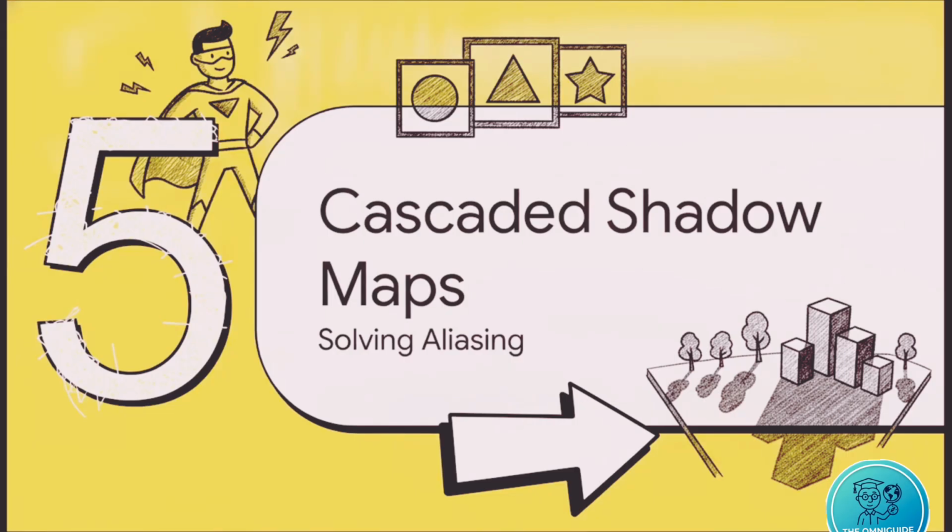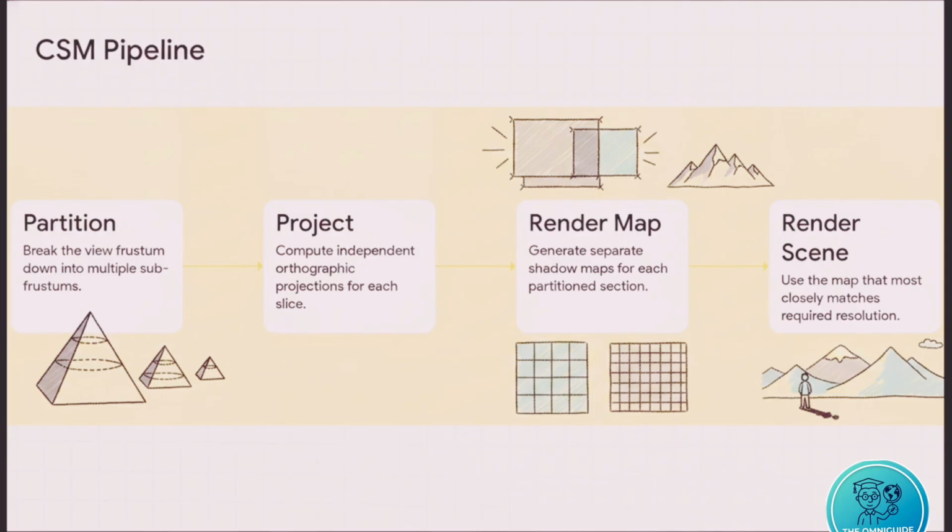Section 5. Cascaded shadow maps. Because standard shadow maps fail so spectacularly in massive environments, the superhero solution to this perspective aliasing problem is cascaded shadow maps, commonly referred to as CSMs. This is absolutely the industry standard for handling shadows in large 3D environments today. CSMs solve perspective aliasing by breaking the camera's view down into multiple slices, or subfrustums, along the z-axis. Think of it kind of like slicing a loaf of bread.